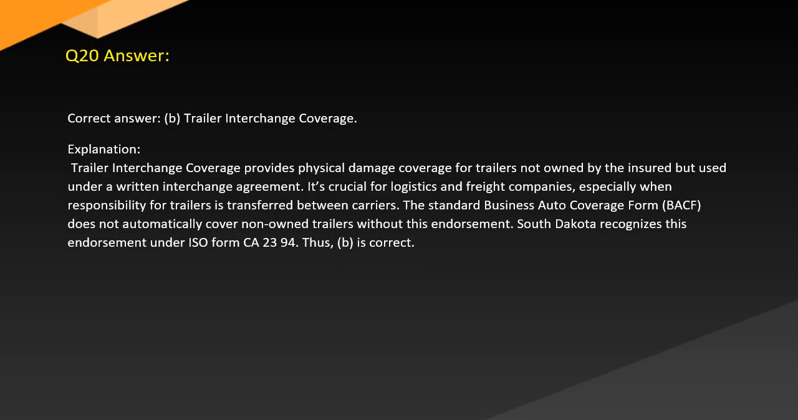Answer. Correct answer: B. Trailer interchange coverage. Explanation: Trailer interchange coverage provides physical damage coverage for trailers not owned by the insured but used under a written interchange agreement. It's crucial for logistics and freight companies, especially when responsibility for trailers is transferred between carriers. The standard Business Auto Coverage form (BAC) does not automatically cover non-owned trailers without this endorsement. South Dakota recognizes this endorsement under ISO Form 2394. Thus, B is correct.